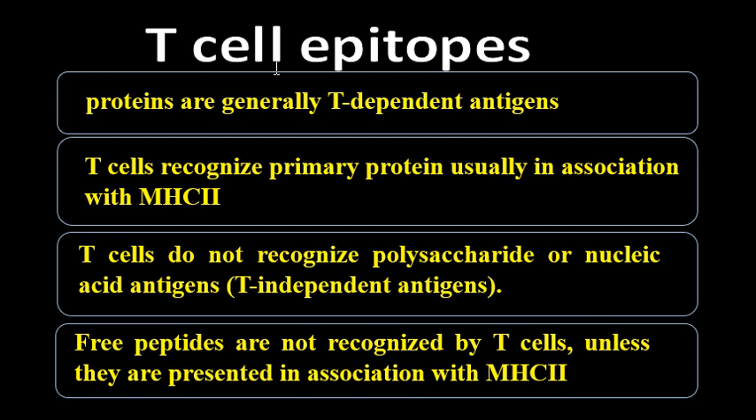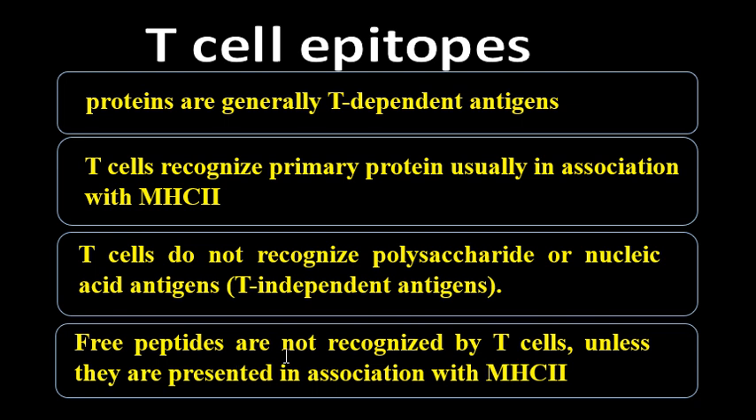proteins, which bind the major histocompatibility class 2 in the rough endoplasmic reticulum, and this primary protein or these peptides, in association with major histocompatibility class 2, get expressed on the surface of the antigen presenting cell, so now T cells can see them. So T cells do not recognize polysaccharide or nucleic acid antigens, as these are recognized by B cells and known as T-independent antigens.